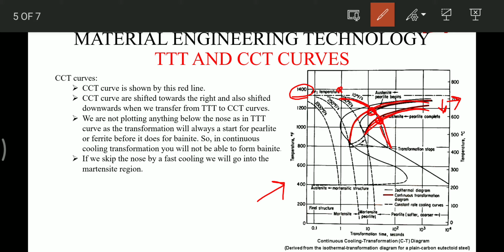And there is no continuous cooling curve below the nose of the TTT curves. This is the nose, called the nose of the TTT curves. So there is nothing below the nose of this CCT curve. The reason for that is that in CCT curves, the formation of bainite does not take place. Only pearlite forms, because the starting microstructure which is formed will be pearlite.